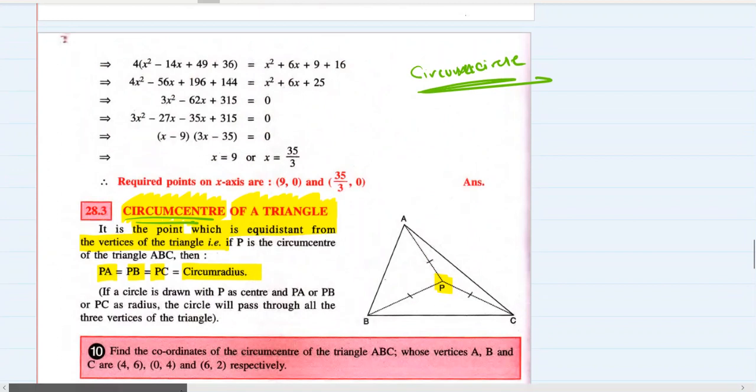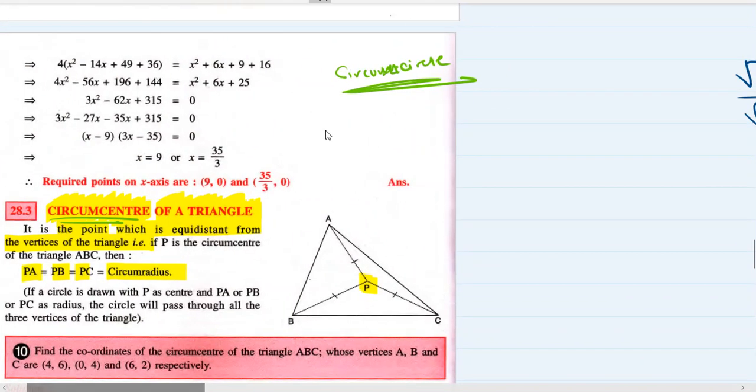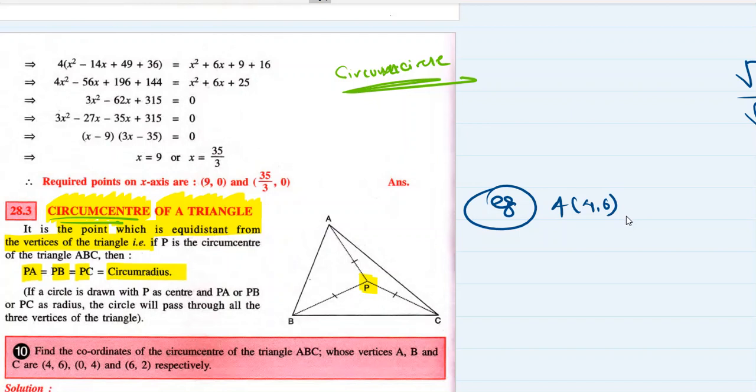Okay, let's do this question. Find the coordinates of the circumcenter of triangle ABC whose vertices A, B and C are A is 4, 6, B is 0, 4 and vertex C is 6, 2. Find the coordinates of the circumcenter of triangle ABC.